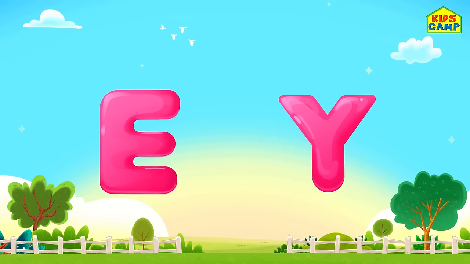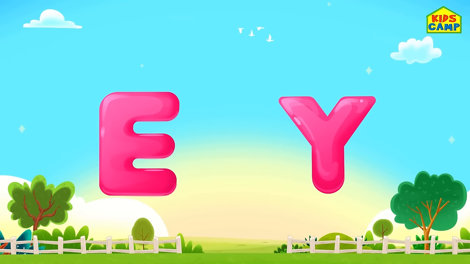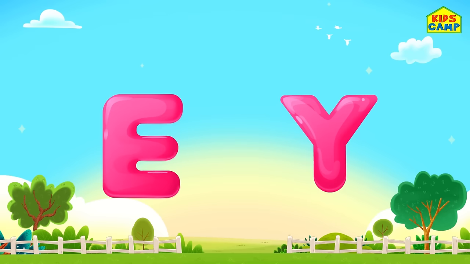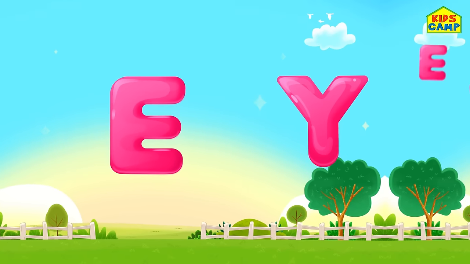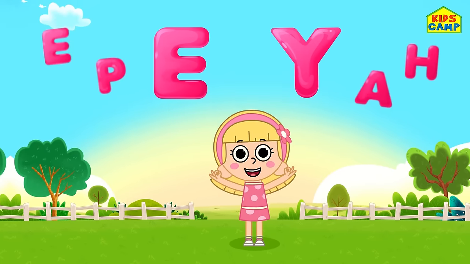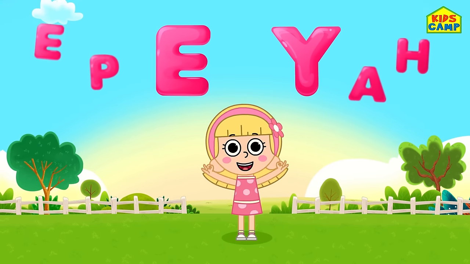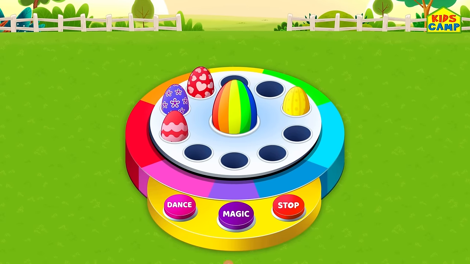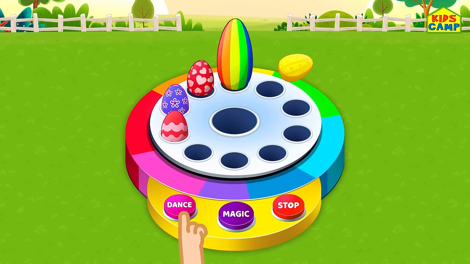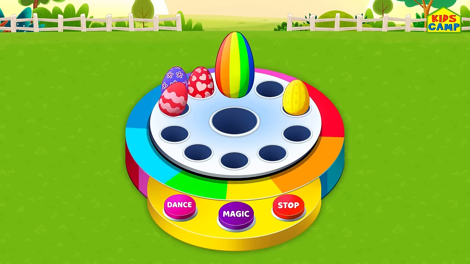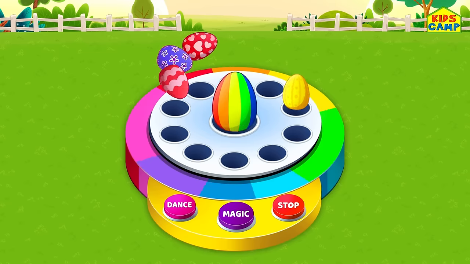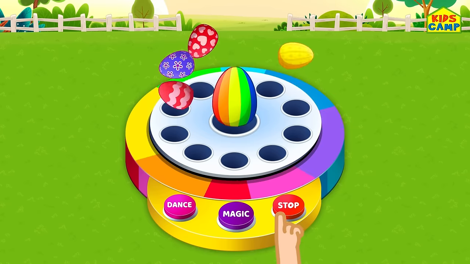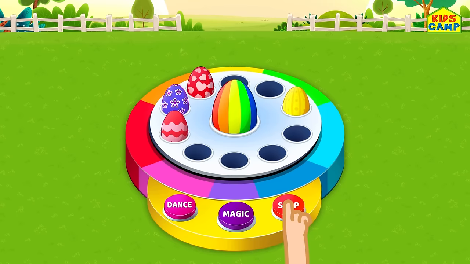Here are the new letters Y and E. Let us also place them along with all the other letters. Time to dance. Time for magic.